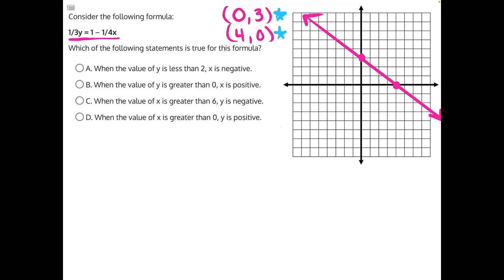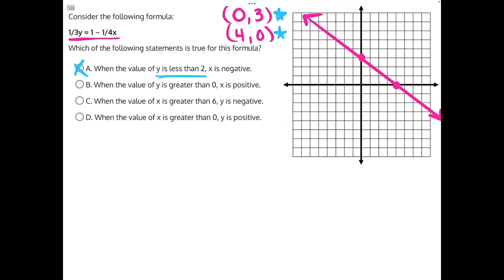Let's take a look at answer choice A. A says when the value of y is less than 2, x is negative. So let me draw a line at y equals 2. And everything less than that would be below that line. All of these x values are positive, not negative, because they are all on the right-hand side of the y-axis, making answer choice A incorrect.